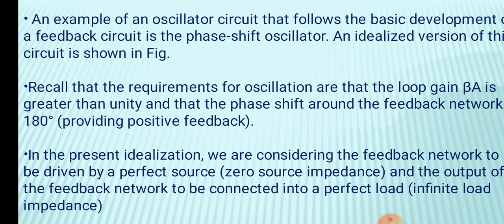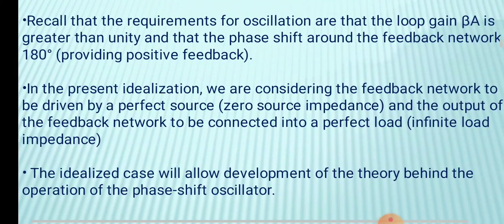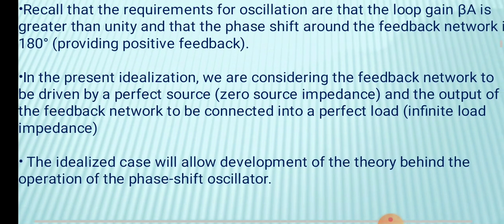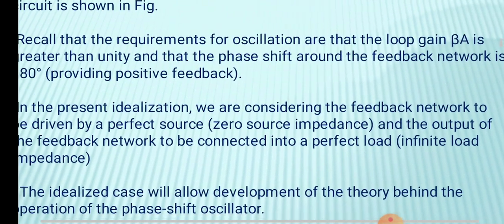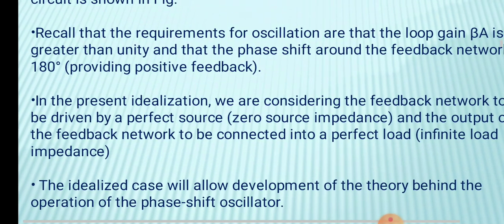Oscillators work on the Barkhausen criteria. If A beta equals 1, we get sustained oscillations. If A beta is less than 1, we get damped oscillations, and if A beta is greater than 1, we get undamped oscillations. So for sustained oscillations, beta A is greater than or equal to unity.